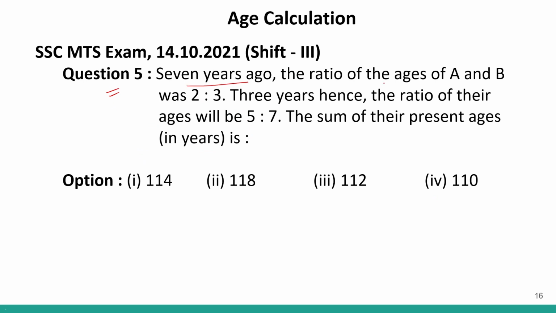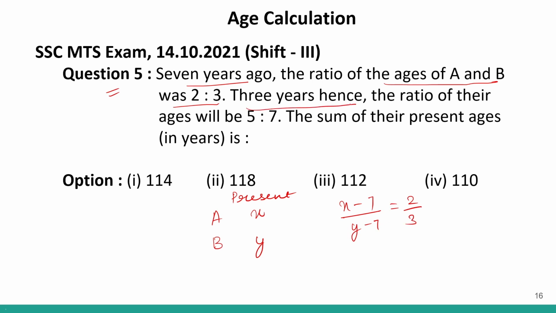7 years ago, the ratio of the age of A and B was 2:3. So let's say the present age of A is x and B is y. So in the question we are given that (x minus 7) upon (y minus 7) was 2 by 3. Correct? 3 years hence, the ratio of their ages will be 5:7.